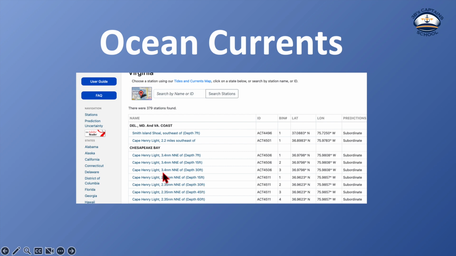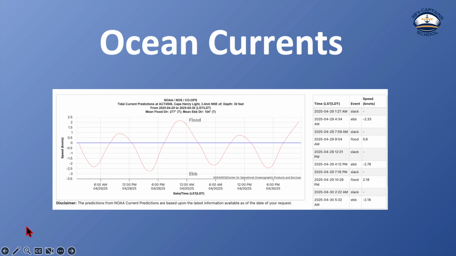And then I'm going to select, let's say, Cape Henry Light, 3.4 nautical miles northeast at a depth of 30 feet. It gives the exact latitude and longitude of that position, and it's a subordinate current station or tidal station. And this is what the graph looks like for April 29th to April 30th. And remember, this is a current graph, not a tidal graph. So we can see we've got a couple of times here: 6 a.m. on the 29th, 12 p.m. on the 29th, 6 p.m. on the 29th, 12 a.m. on the 30th, and so on.